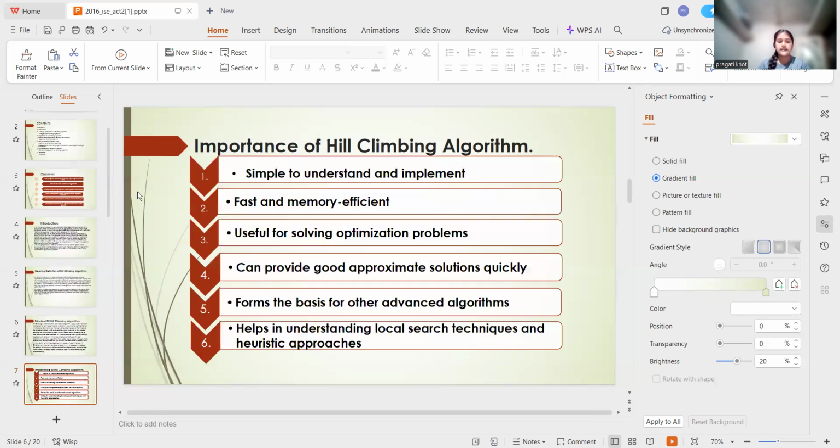So the next slide is the importance of the hill climbing algorithm. Hill climbing is simple to understand and implement. It is easy to learn and easy to implement. Second, it is fast and memory efficient. Third, it is useful for solving optimization problems. Fourth, it can provide good approximate solutions quickly. Fifth, it is a basis for other advanced algorithms. Sixth, it helps in understanding local search techniques and heuristic approaches.